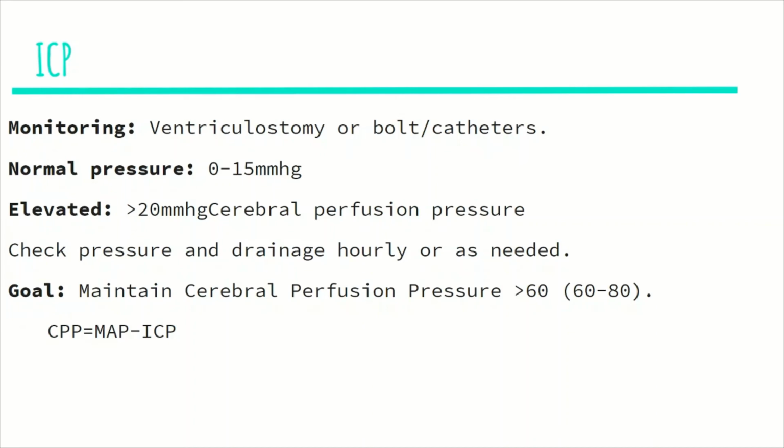CPP is calculated by subtracting ICP from the MAP. And the MAP, again, is from the blood pressure, right? So you want a CPP, or cerebral perfusion pressure, above 60 or around 60, but not less than 50, because 60 is the least amount of pressure needed to ensure that the brain is still getting enough perfusion and not being ischemic.